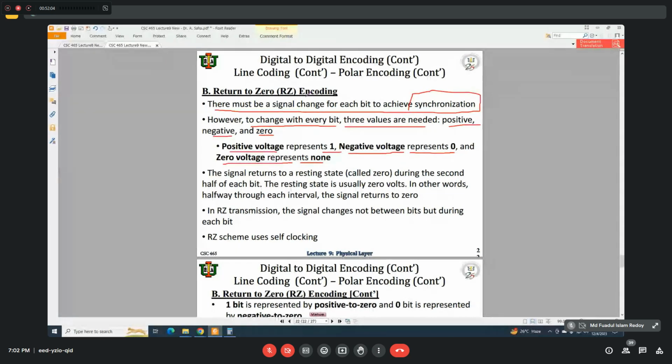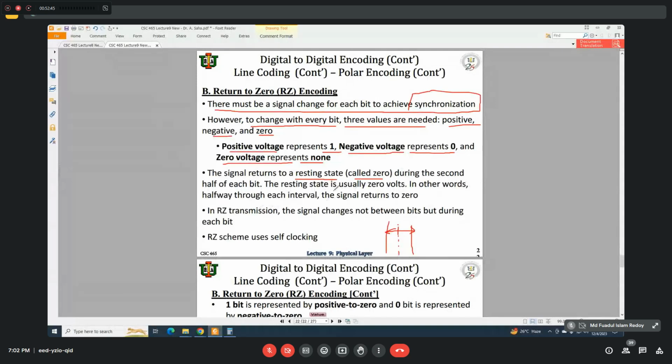So that means it is going to return to zero every time it moves with a 1 or 0. Let's see how it is done. The signal returns to a resting state called zero during the second half of each bit. So we say this is the period, right? It talks about the second half of each bit, where it goes to the resting state, which is your zero voltage.